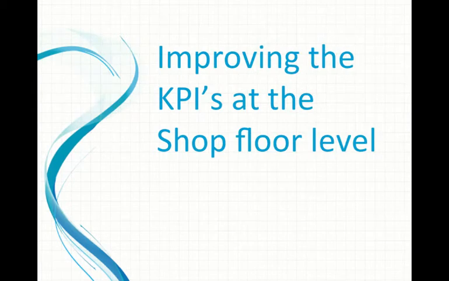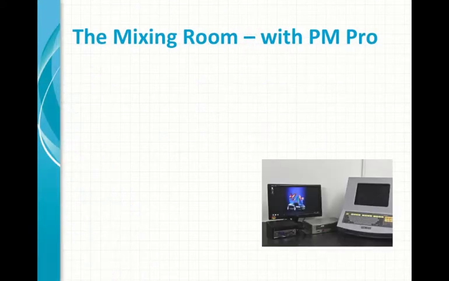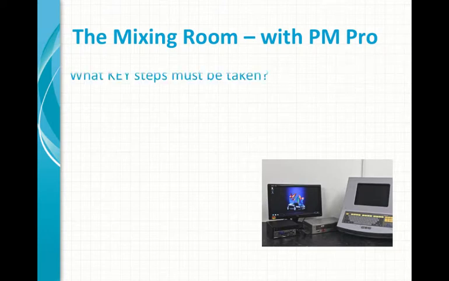Okay, so improving KPIs on the shop floor. Let's take a look at the three key areas: mixing room, workshop floor, and parts or ordering. These are areas that you can influence and really get involved in straight away. The mixing room with Profit Manager Pro. What key steps need to be taken immediately? And this is important, not just really from calculating and improving KPIs, but obviously your flagship software, which is Profit Manager Pro, it's important that these steps are taken in order to make that product work perfectly well.